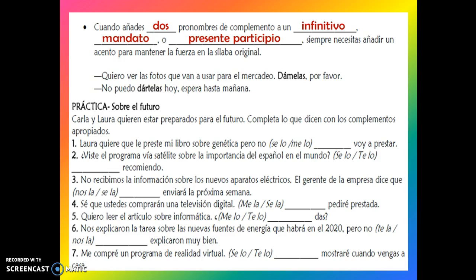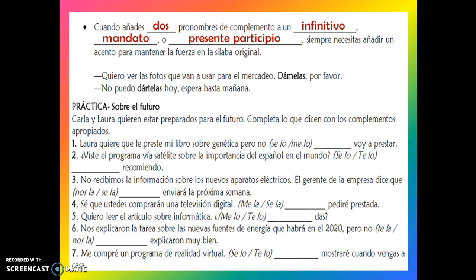Let's see some examples. Quiero ver las fotos que van a usar para el mercadeo. Dámelas, por favor. Give them to me. Notice again, it's ID, indirect, direct. No puedo dártelas hoy. Espera hasta mañana. I can't give them to you today. Wait until tomorrow. There we have to add the accent because we've added these two syllables.